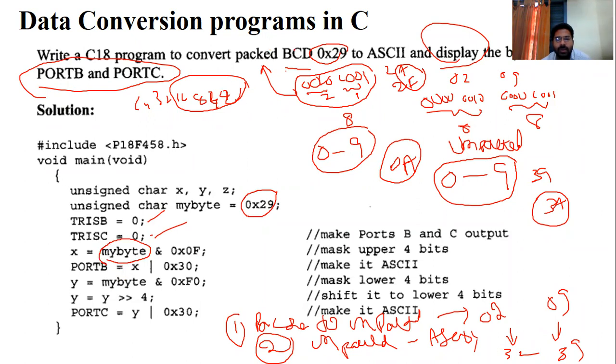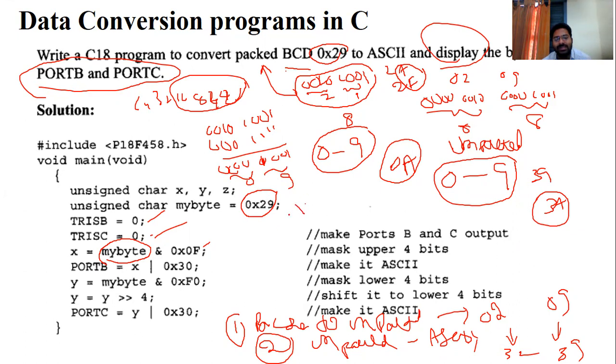What is the my byte value? Byte value 0 to 9. Here we perform an AND operation with F. Perform the AND operation again. Take 29, which is 0010 1001. What is AND F? 0000 1111. AND operation gives 1001. We will get the number 9.